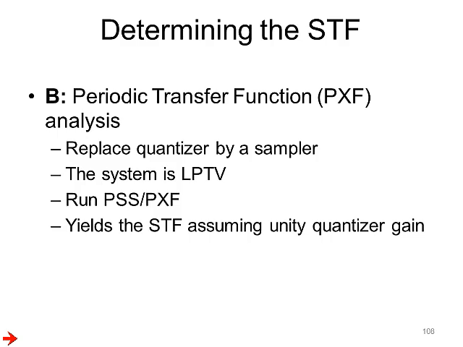In other words, if you replace the quantizer by a sampler, then you have a system where you have artificially set the quantization noise to 0. And once you do this, you now have a linear periodically time varying circuit which is amenable to periodic steady state and therefore periodic transfer function analysis. And this yields the signal transfer function assuming a unity quantizer gain.